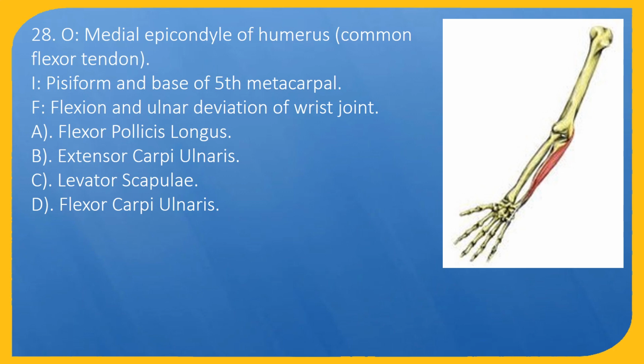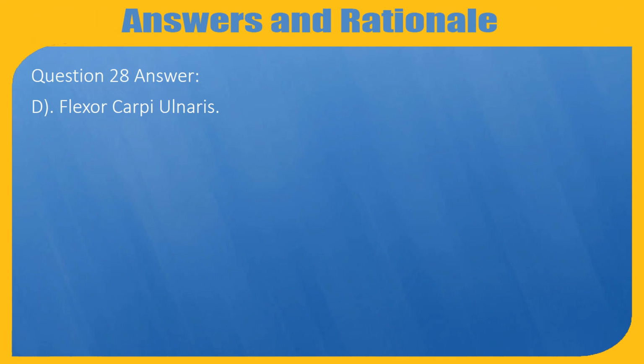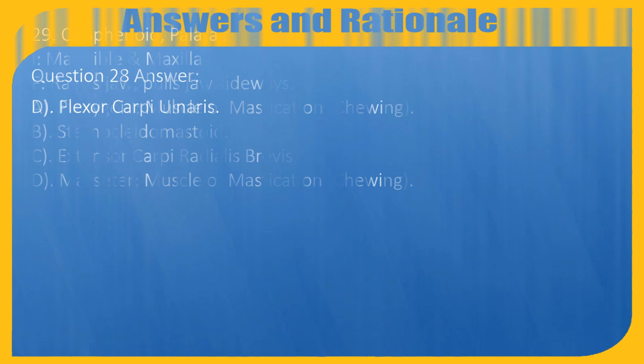Question 28. O: medial epicondyle of humerus, common flexor tendon. I: pisiform and base of fifth metacarpal. F: flexion and ulnar deviation of wrist joint. A. Flexor Pollicis Longus. B. Extensor Carpi Ulnaris. C. Levator Scapulae. D. Flexor Carpi Ulnaris. Question 28. Answer D. Flexor Carpi Ulnaris.